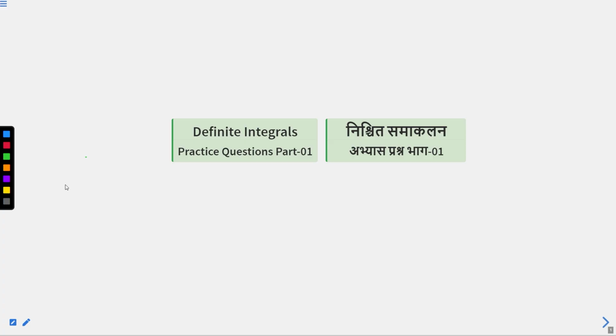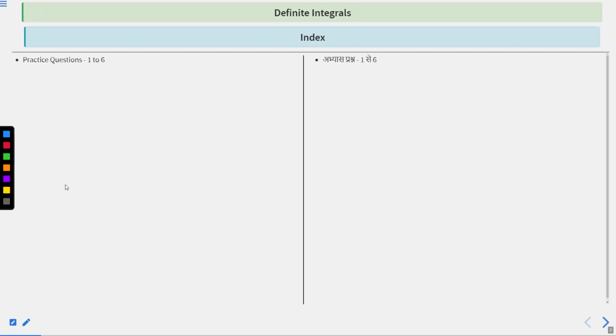Hello everyone, welcome to today's lecture. In today's lecture, we will see some practice questions based on definite integrals. In the last lecture, we had completed the theory portion of definite integrals. So in this lecture, we will cover from question number 1 to question number 6.